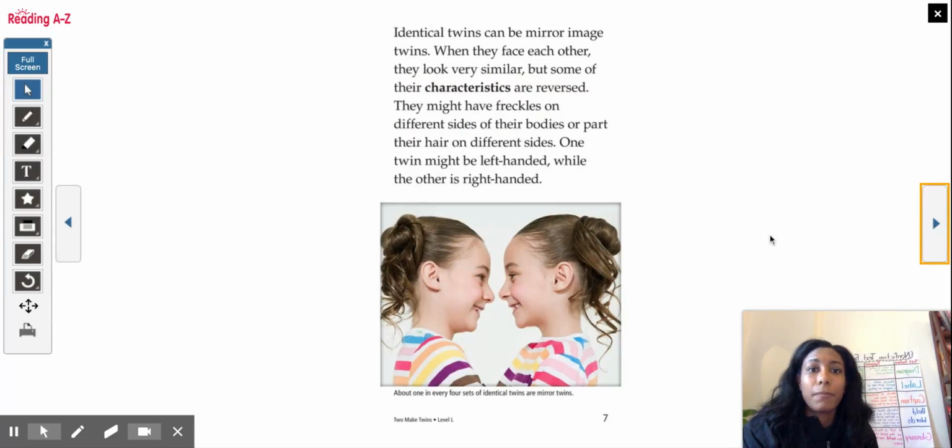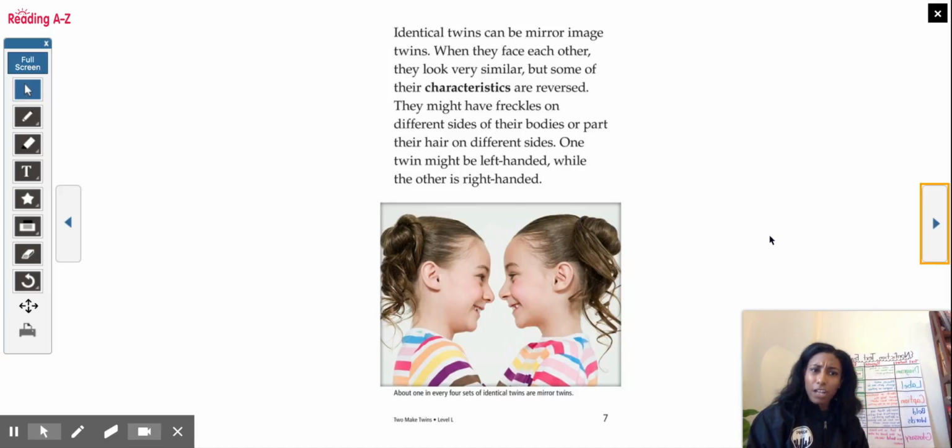Identical twins can be mirror image twins. When they face each other, they look very similar, but some of their characteristics are reversed. I don't know what characteristics means. Where could I go in my book to find out what that means? Oh yeah, I can go to the glossary.